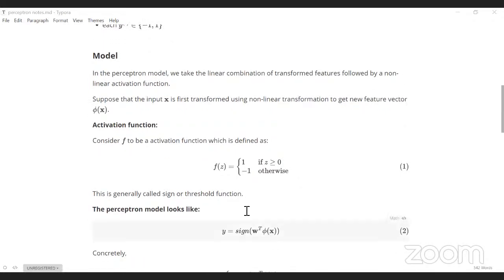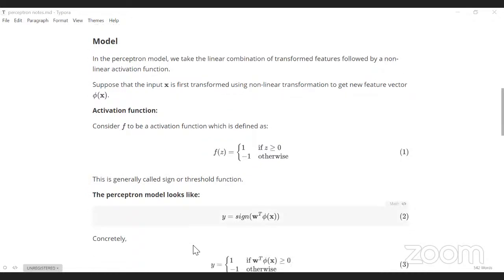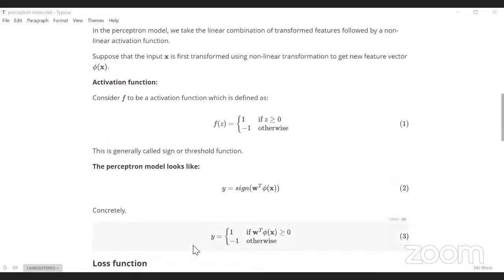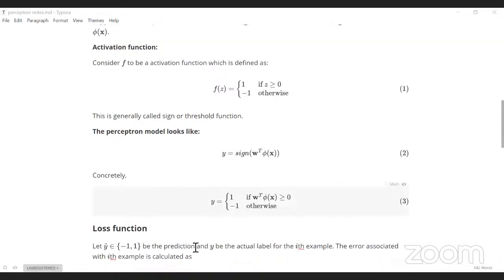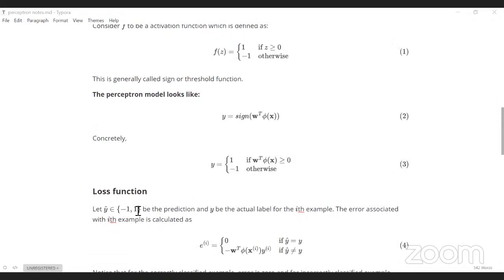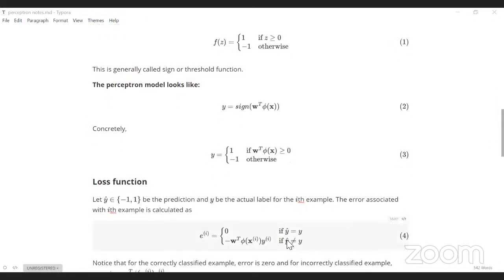You can also just visualize our linear transformation, we do not need to do the polynomial transformation. So this is how your model looks. And next is the loss function. In the loss function, you simply check whether the examples are correctly predicted or not.